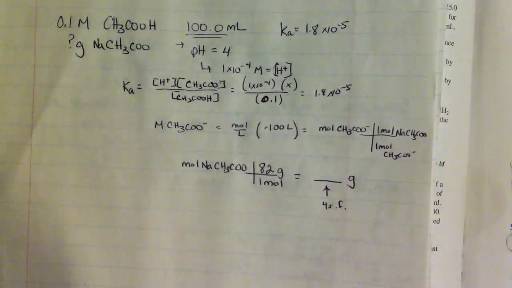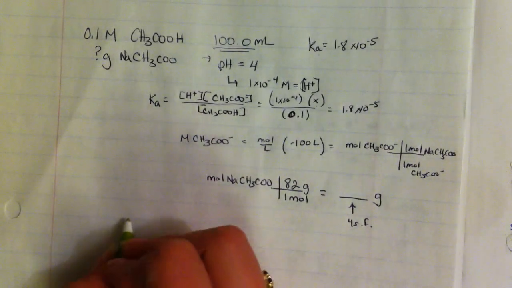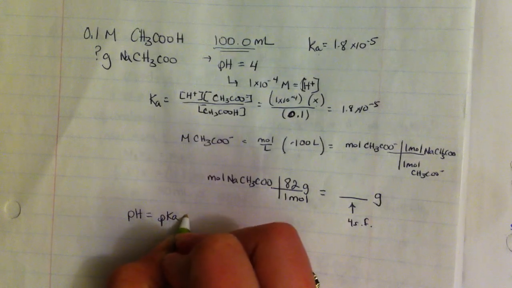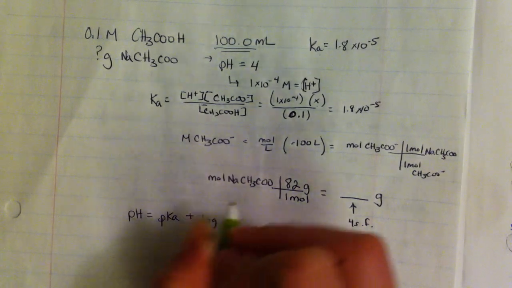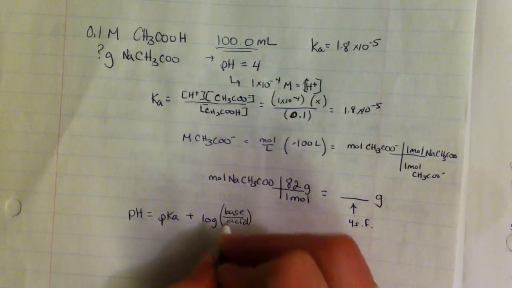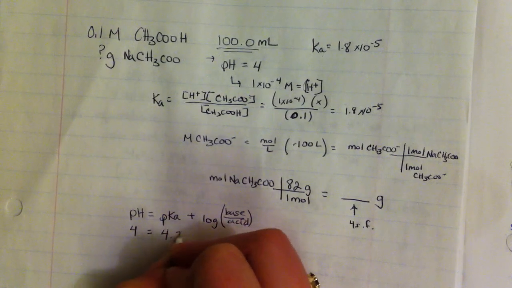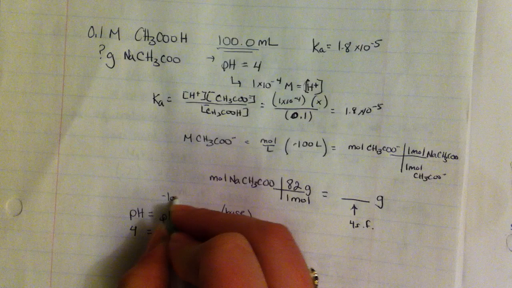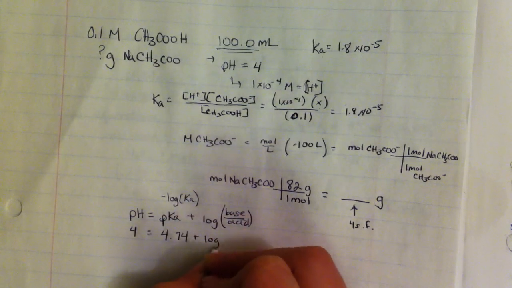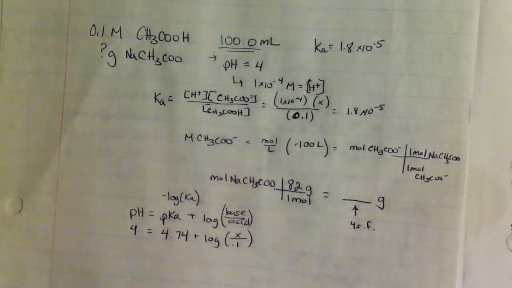An alternative to doing it this way is using the Henderson-Hasselbalch, which is what it says to do in the problem, and that would be pH equals the pKa plus the log of base over acid. Okay, so I know the pH was 4, and the pKa I think is 4.74, which is just the negative log of the Ka. And I know the log of, well, base is my unknown, and acid was 0.1.